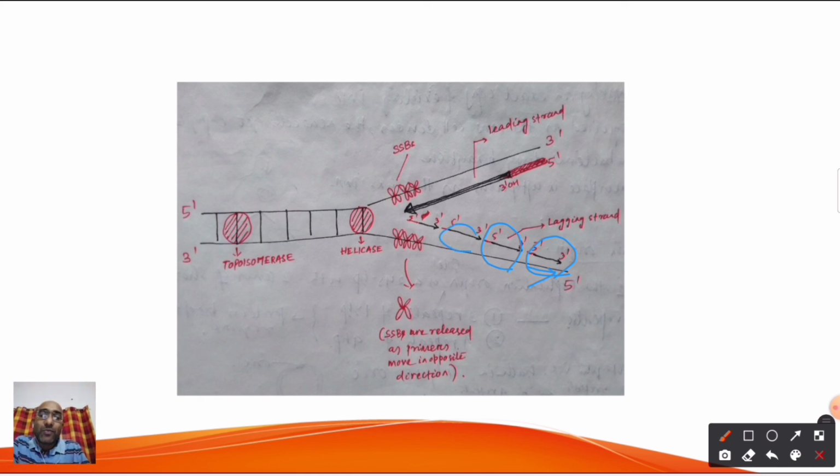Again, this particular section is opened. Now, the RNA primer again is formed, and deoxyribonucleotides are added to it. Again this part is formed. Okay, in this way all these are formed in a discontinuous manner. Look at it on the lower strand. All these are formed in a discontinuous manner, and these are called Okazaki fragments.